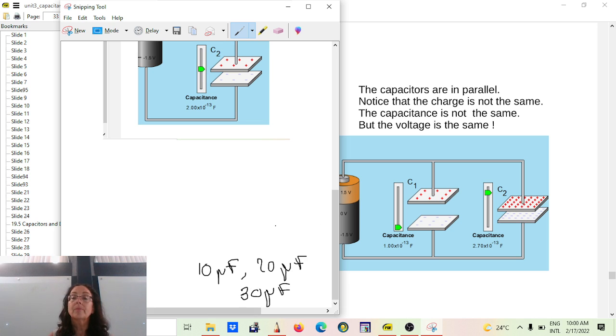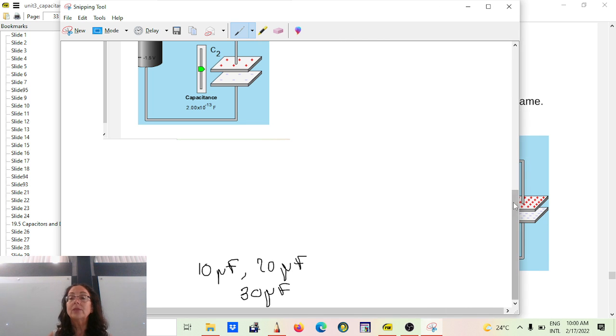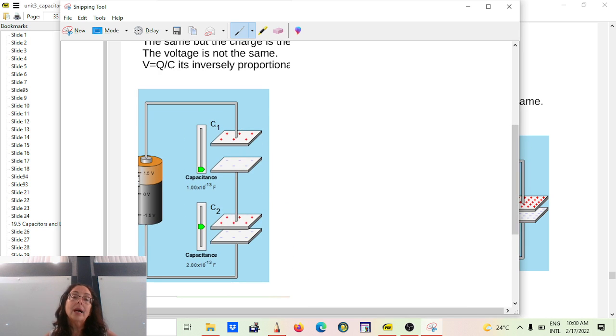So of course, if you can increase the capacitance, there is a way to decrease the capacitance. So in that case, you will use that configuration, which is in series. It's called capacitors in series. Is that clear? So in that case, they are not going to have the same voltage.